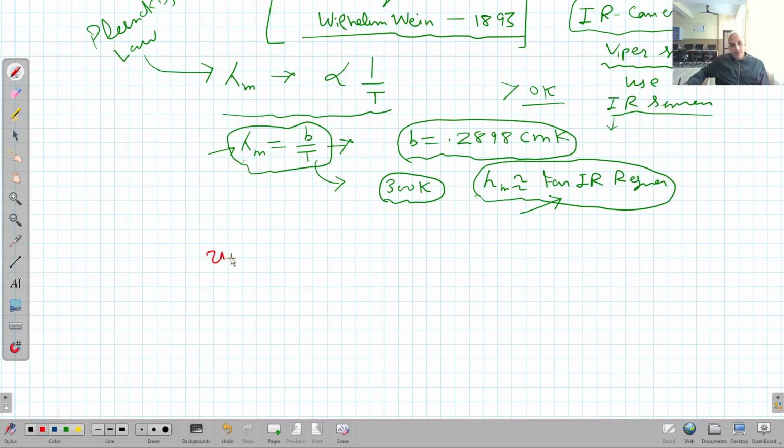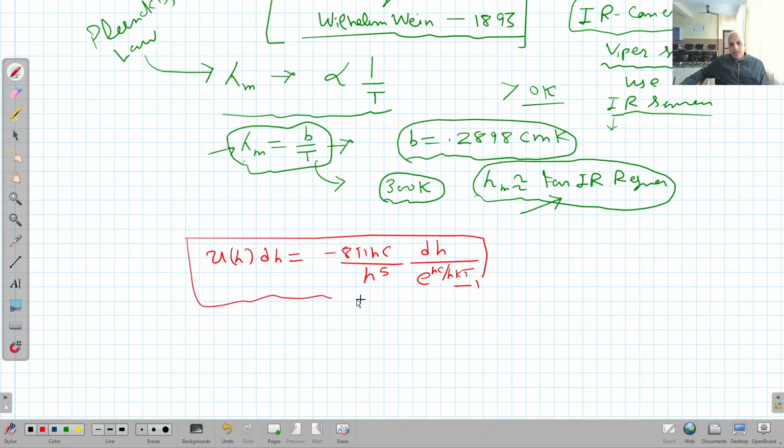in terms of wavelength, we have derived it: u lambda d lambda is equal to minus 8 pi hc upon lambda power 5 into d lambda upon e raised to power hc upon lambda kT minus 1. So this is Planck's law in terms of wavelength. Clear? Let this be equation number 1.